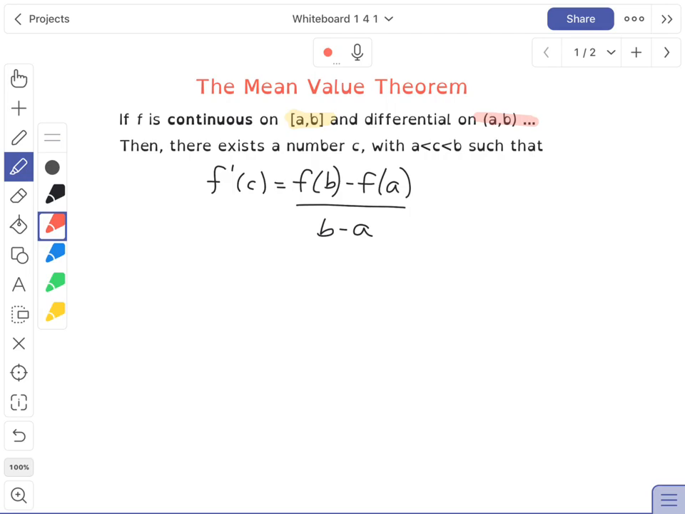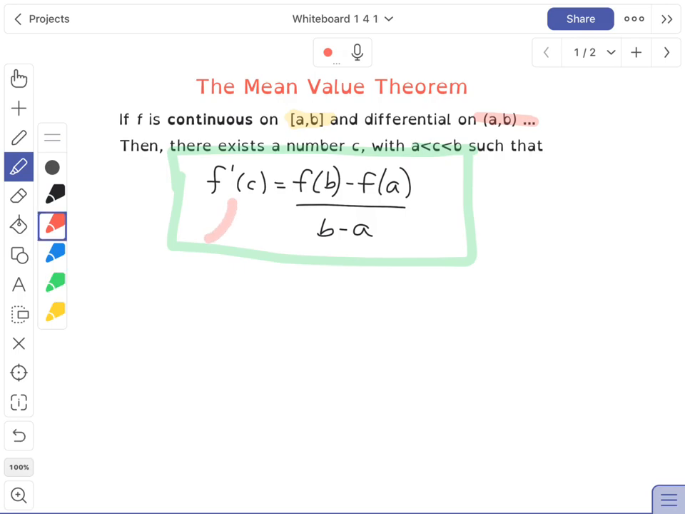So if those two conditions are met, that it's continuous and differentiable on an interval, then there's some number inside that interval, right? C is in between A and B, such that this holds true. Now, right now, that kind of just looks like a bunch of jargon, right? The derivative at point C is equal to some stuff, but it's important to put it in words for a second here.